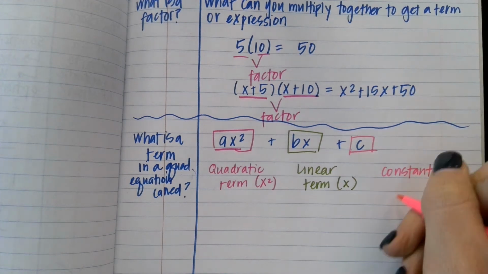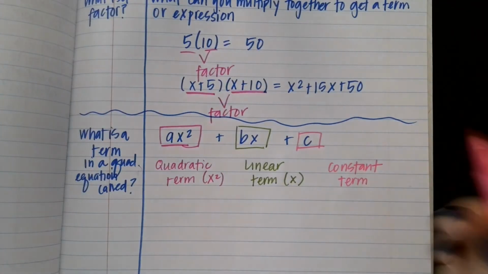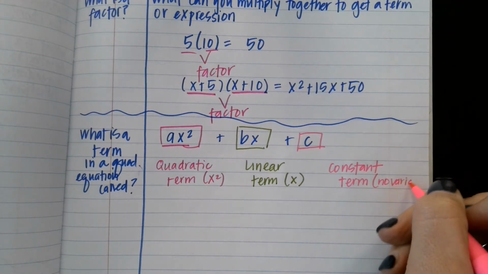It's called your constant term, because it has no variable.